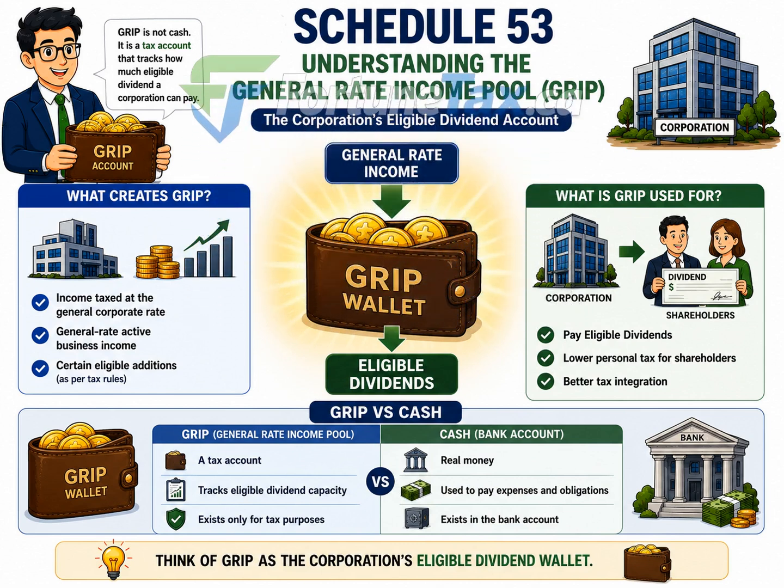Imagine that every time the corporation earns qualifying general rate income, a few coins are added to its GRIP wallet. Those coins don't represent actual dollars, they represent the corporation's ability to pay eligible dividends. The key takeaway is this: GRIP is a tax account, not a cash account. Its purpose is to measure how much eligible dividend the corporation can legally designate when distributing profits to its shareholders. Thinking of GRIP as the corporation's eligible dividend wallet is one of the easiest ways to remember this concept.